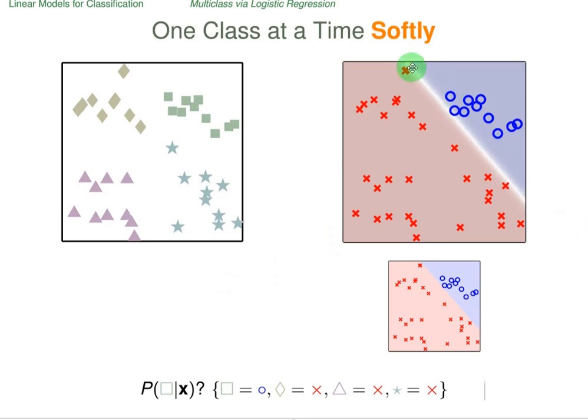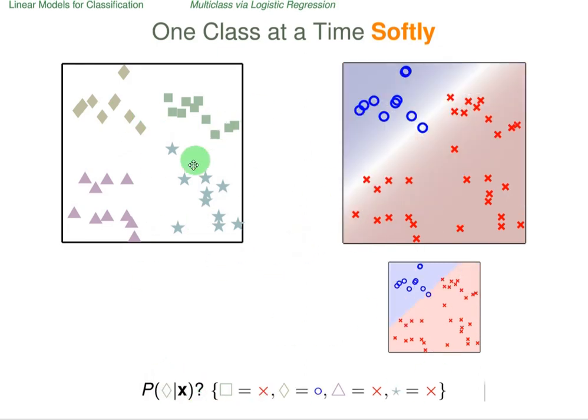The probability of square given x is 0.7, for instance, versus the probability of star given x is 0.75, for example. This allows us to select the star shape because we have the higher probability. So we're interested in P of the shape given the data.